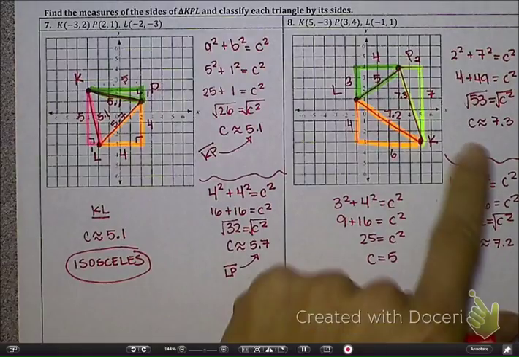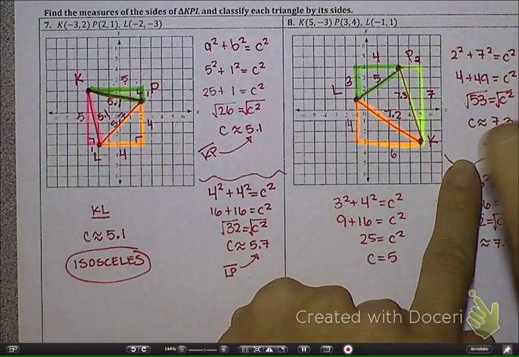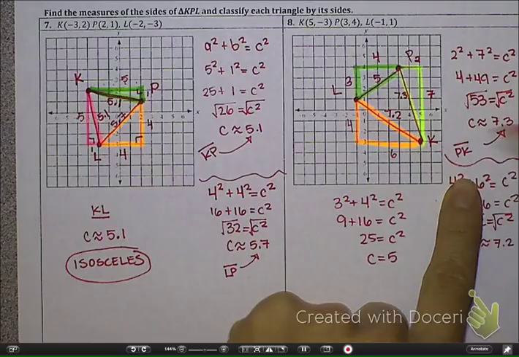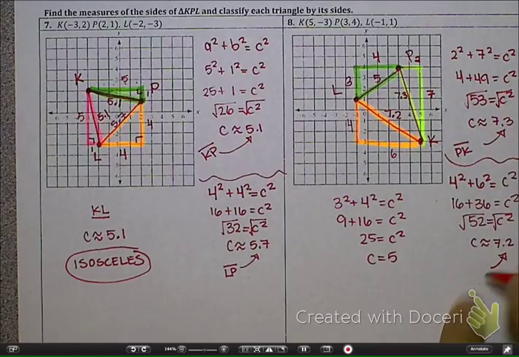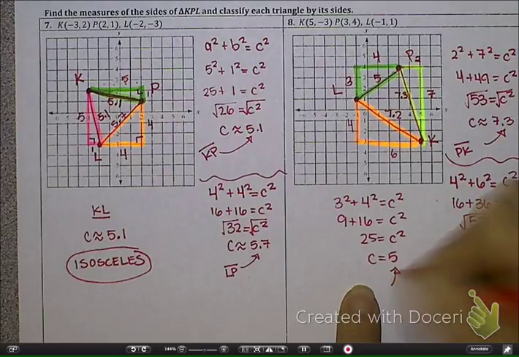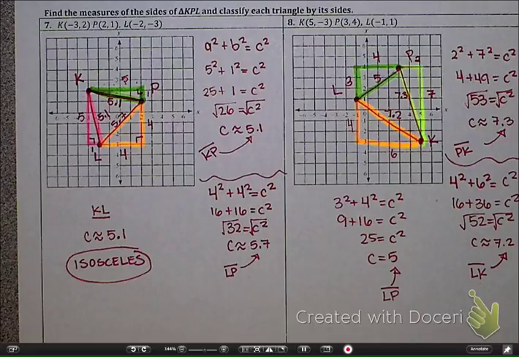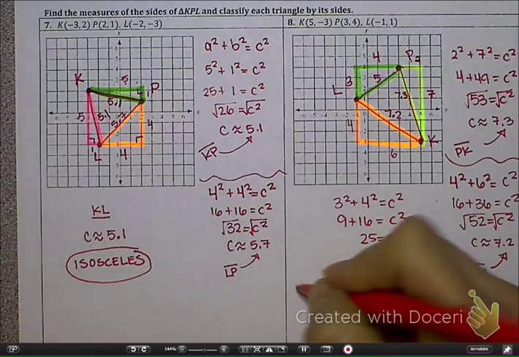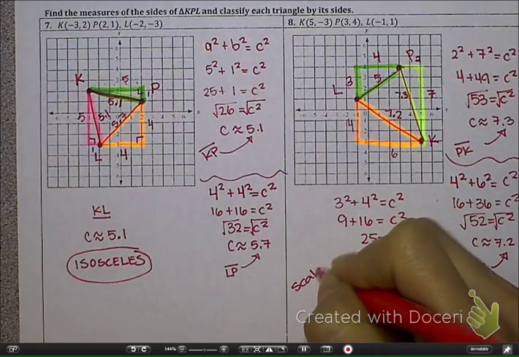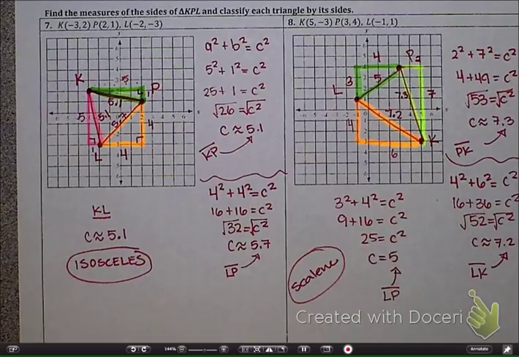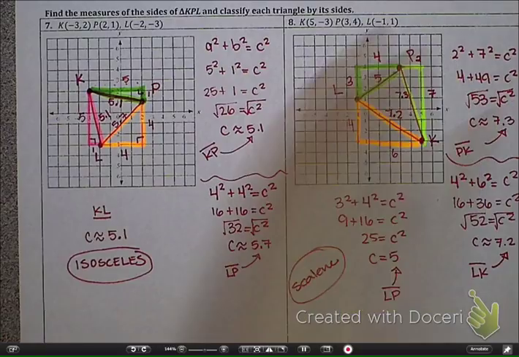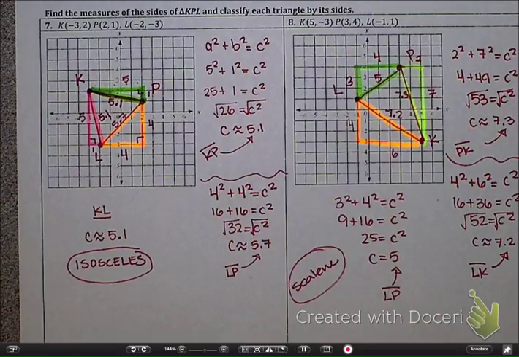So this first side I found, this was side PK. This side that I found, this was LK. And the last side I found, this one was LP. Now, were any of them congruent? So what type of triangle is this? Scalene. Okay. For your homework tonight, your homework is on the back side of this. Okay, so the whole back is what you're doing for homework.